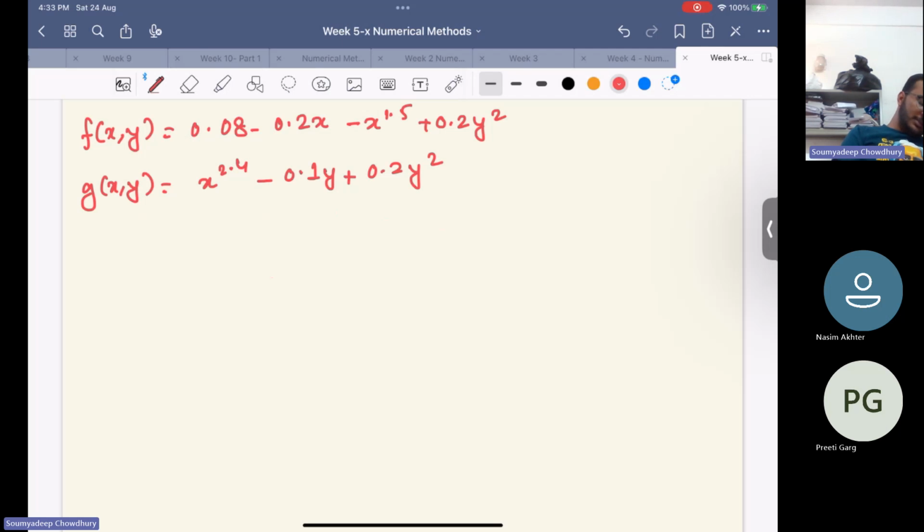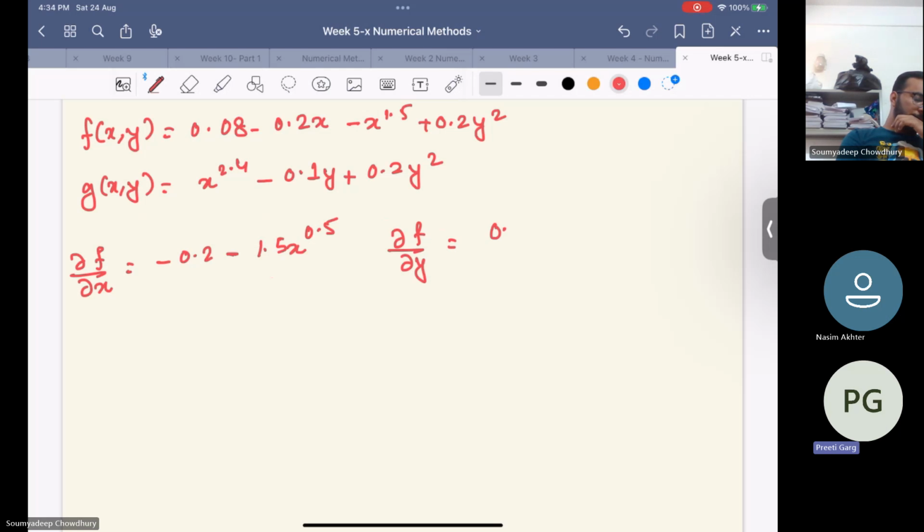So now from these two equations, can you find dou f by dou x? Yes, 0.2 minus 1.5 x to the power 0.5. That is it, right? Yes. And dou f by dou y is 0.4 y. And dou g by dou x is 2.4 x to the power 1.4. That's it. And dou g by dou y is minus 0.1 plus 0.4 y.